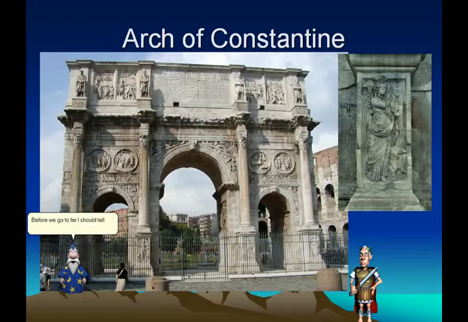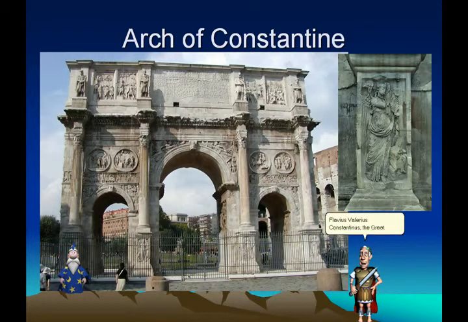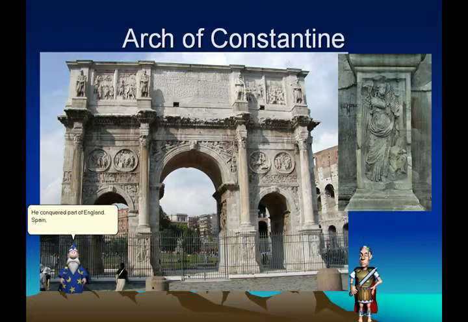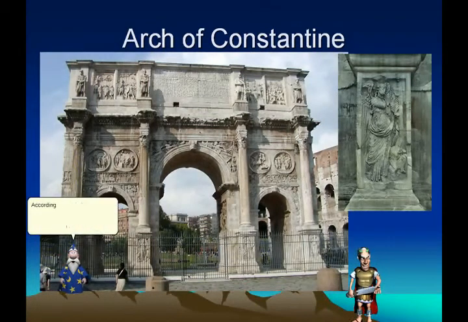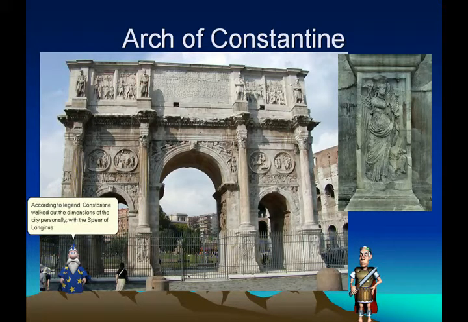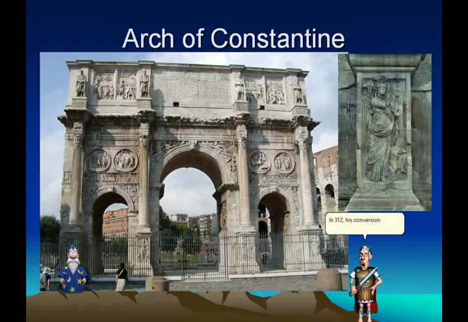Before we go too far, I should tell you a little about Constantine. Flavius Valerius Constantinus the Great. He conquered part of England, Spain, Germany, and traveled around most of Europe. Between 324 and 330 he changed the city of Byzantium into the great Christian city of Constantinople. According to legend, Constantine walked out the dimensions of the city personally with a spear of Longinus in hand, stopping only when the voice of God told him he had measured enough area. In 312, his conversion had already begun, and he became the patron of Christianity, the first Christian emperor.